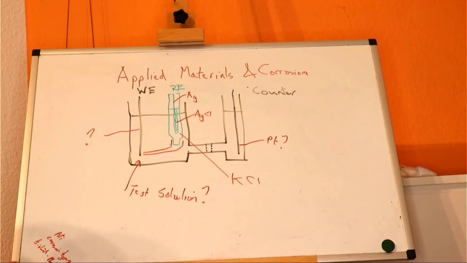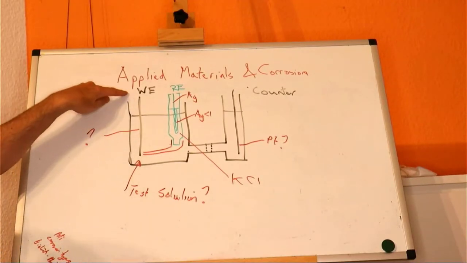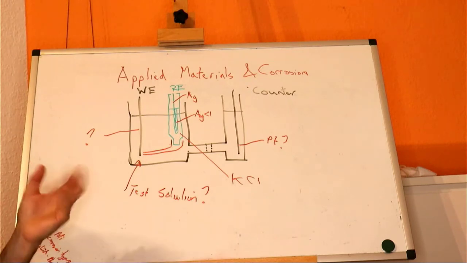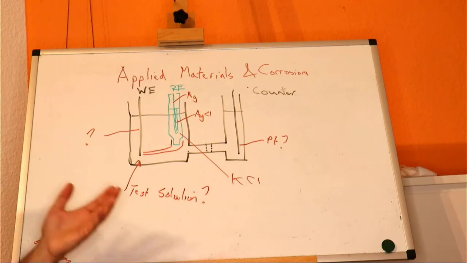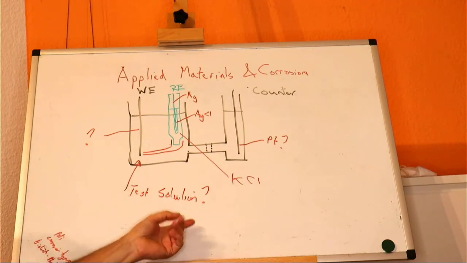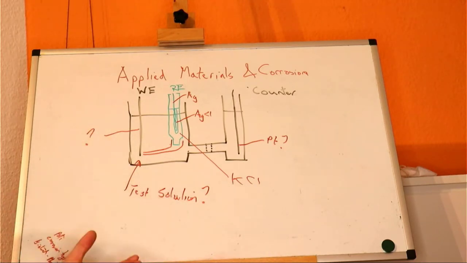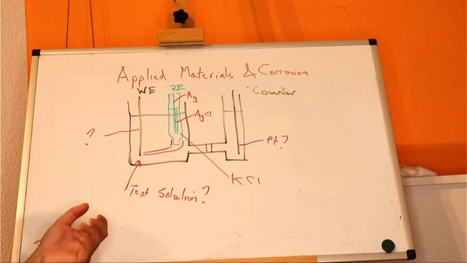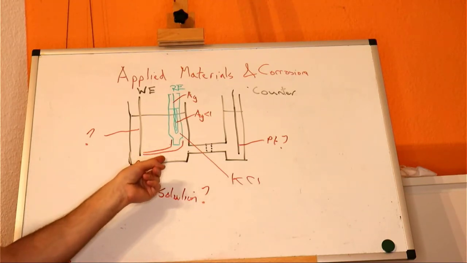So I've got all my things on there now. I've got this, which is the working electrode, which would be whatever metal we're trying to look at. Maybe it's coated in some way, maybe it's not. Maybe we're interested in the test solution, so we're interested in body fluids perhaps, or we're interested in seawater, or we're interested in lake water. Whatever we're interested in, that would be up here.